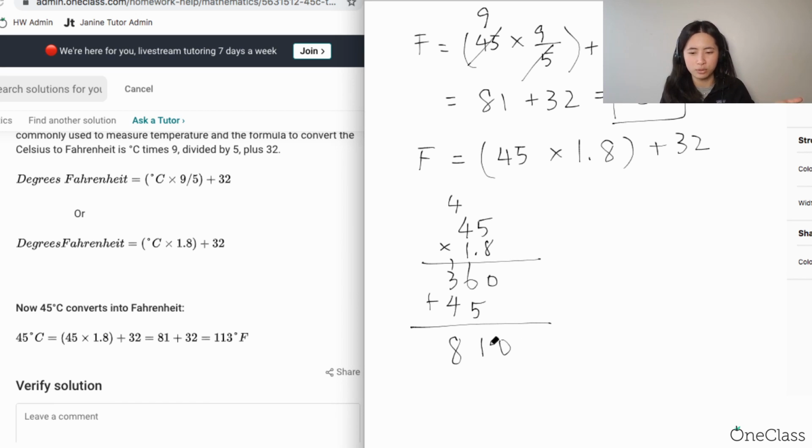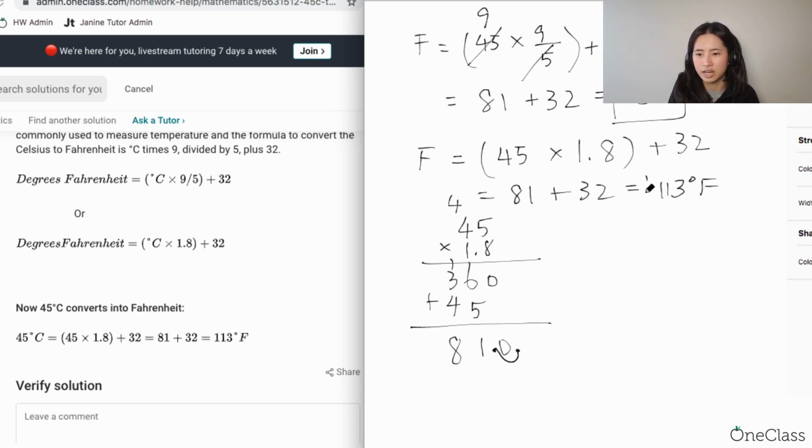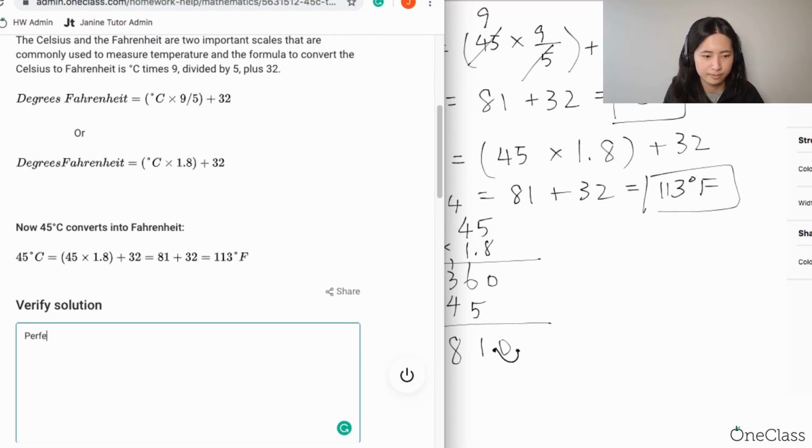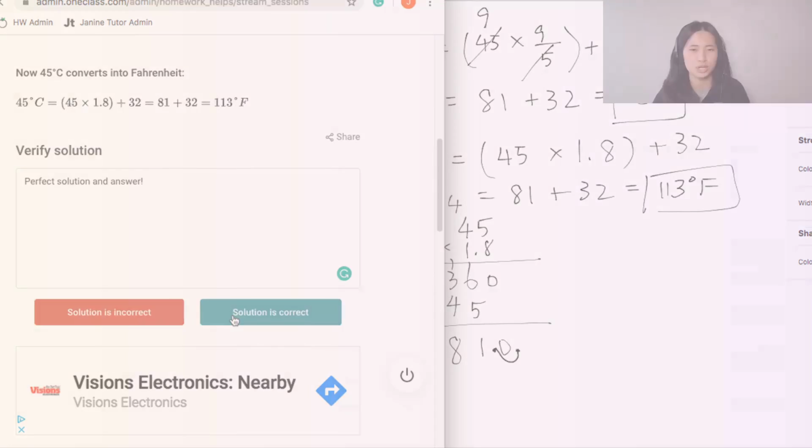And then all you have to do is move this decimal point to the left once, because you only have one number after the decimal point. That's why you're going to get 81. So this is 81 plus 32, and this is equal to 113 degrees Fahrenheit. So that's your final answer. Just so you're interested in how to multiply numbers with a decimal number, and if you forgot about doing that manually, this is a quick refresher. Okay, great. Solution.